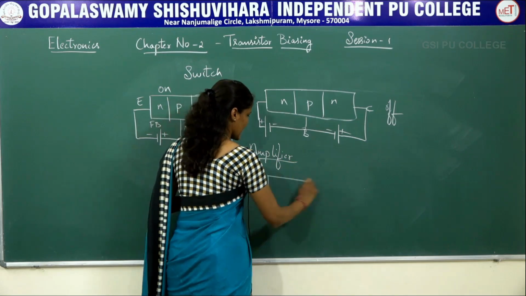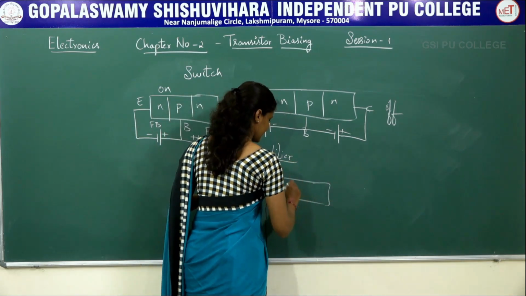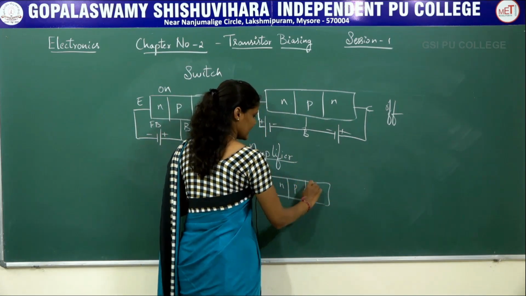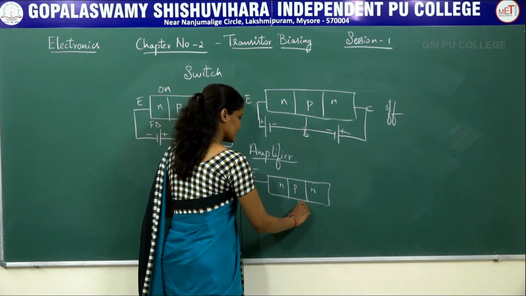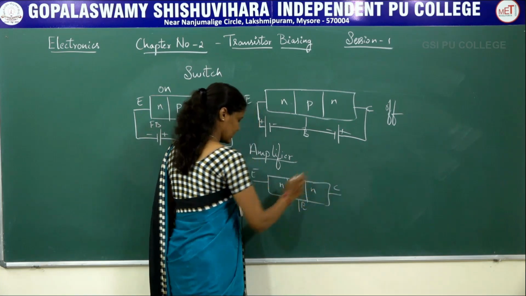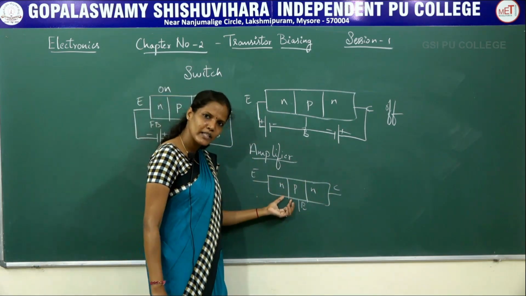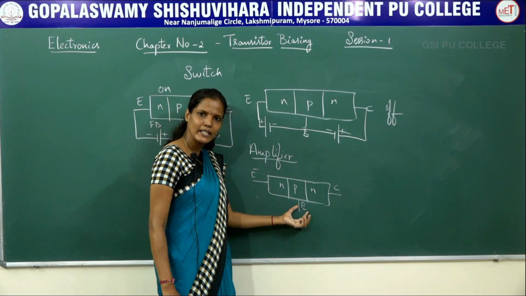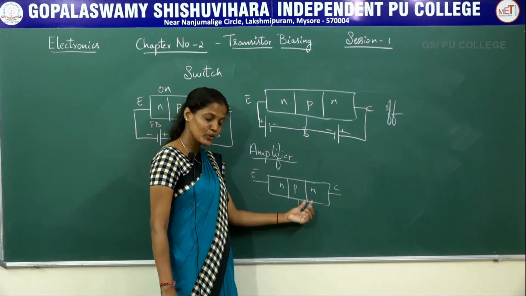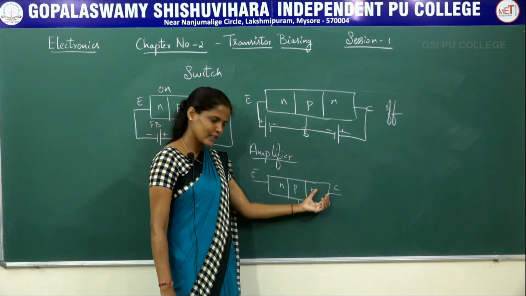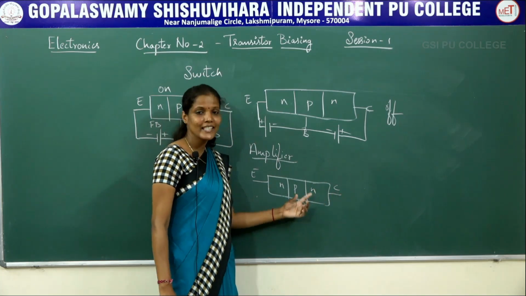Let me consider the same transistor, that is an NPN transistor. Clear? So this is the emitter terminal, this is the base terminal, whereas this is the collector terminal. The junction which is present between the emitter and the base is called the emitter base junction, and the junction which is present between the base and the collector is called the collector base junction.